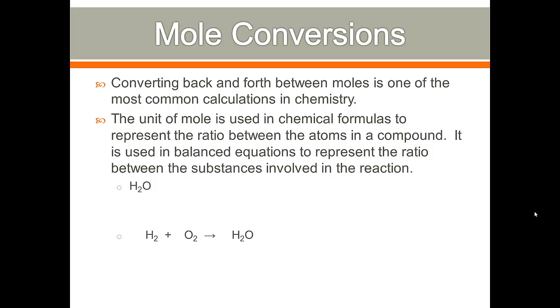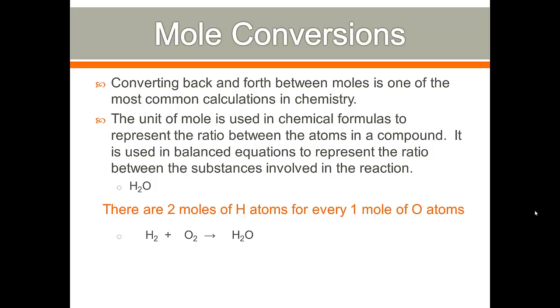Here it's used to represent the ratio between the atoms in a compound. So in our first example down below we have H2O. If you look at H2O, you can see that there's a little 2 down below the H and then your O. That tells me that there are 2 moles of hydrogen atoms for every 1 mole of oxygen atoms in that one compound. When those subscripts change, the number of moles of atoms for that element also changes.